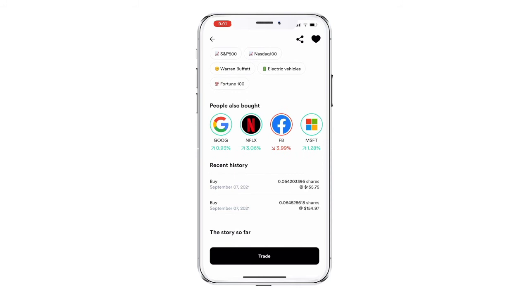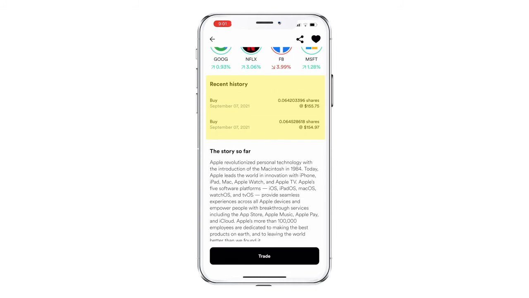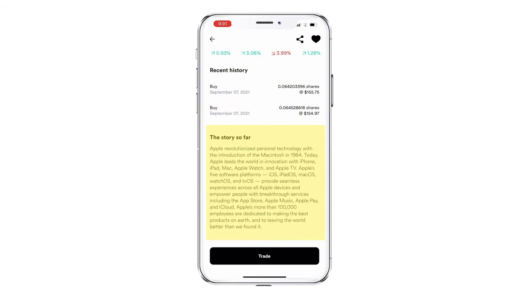Here naman are yung mga similar stocks. Mga recommendations na binili din ng mga tao na nag-invest din dito. Recent history. Again, this will only show pag nakabili na ako before ng stock na to. If not, wala ito. So, makikita nyo dito na twice na ako bumili, its value, and how many shares I am holding. A brief description din of the stock will be seen here. So, once you decide in what stock you want to invest in, just click Trade.